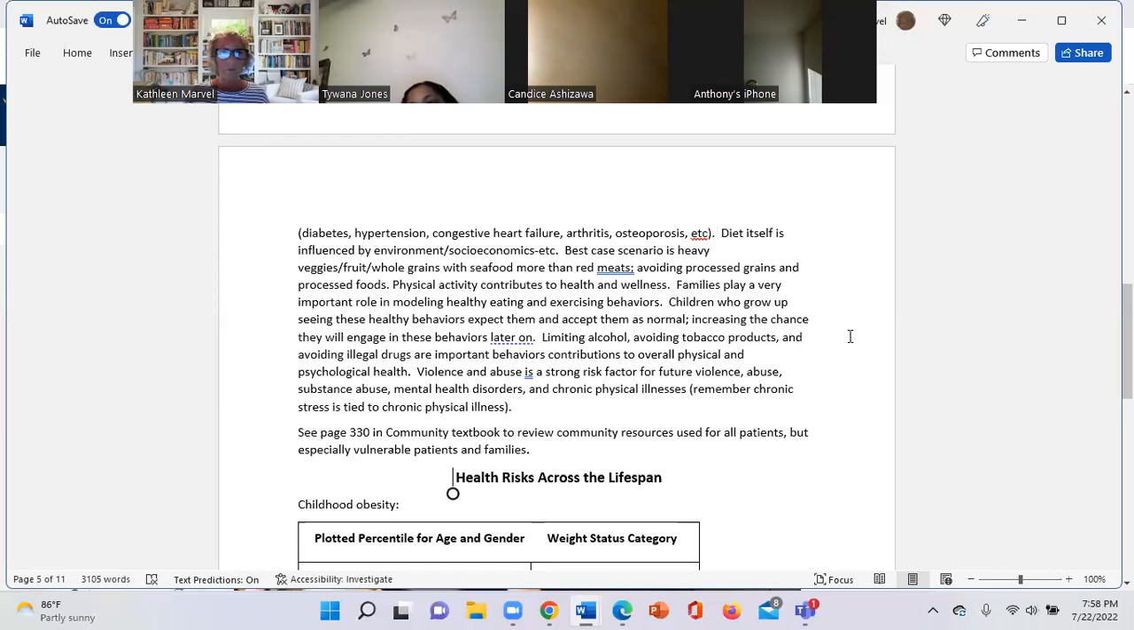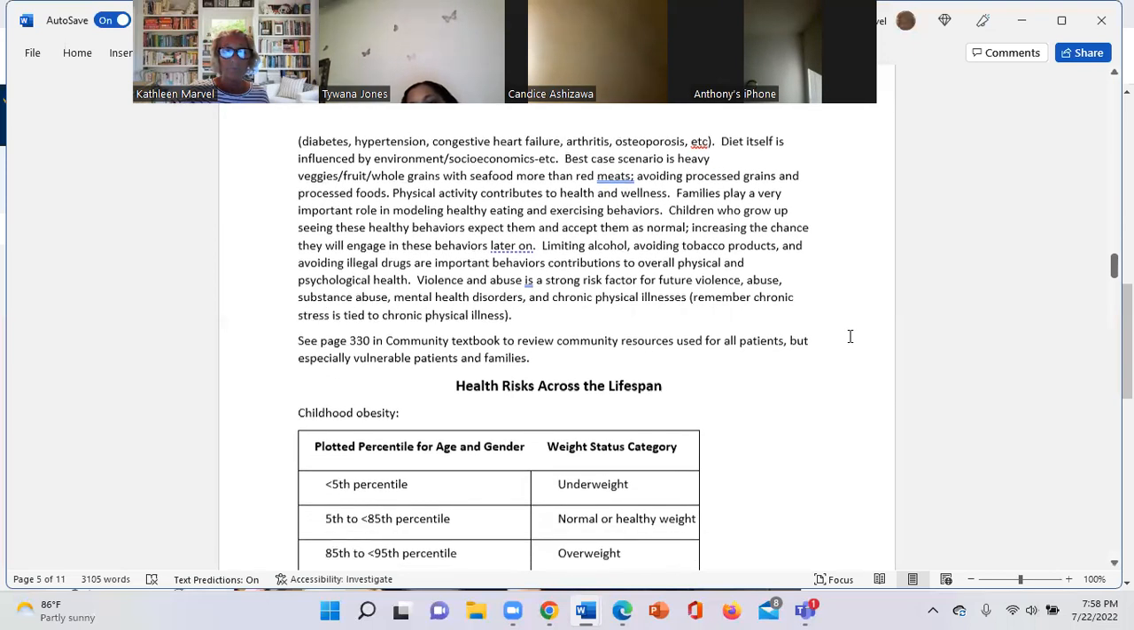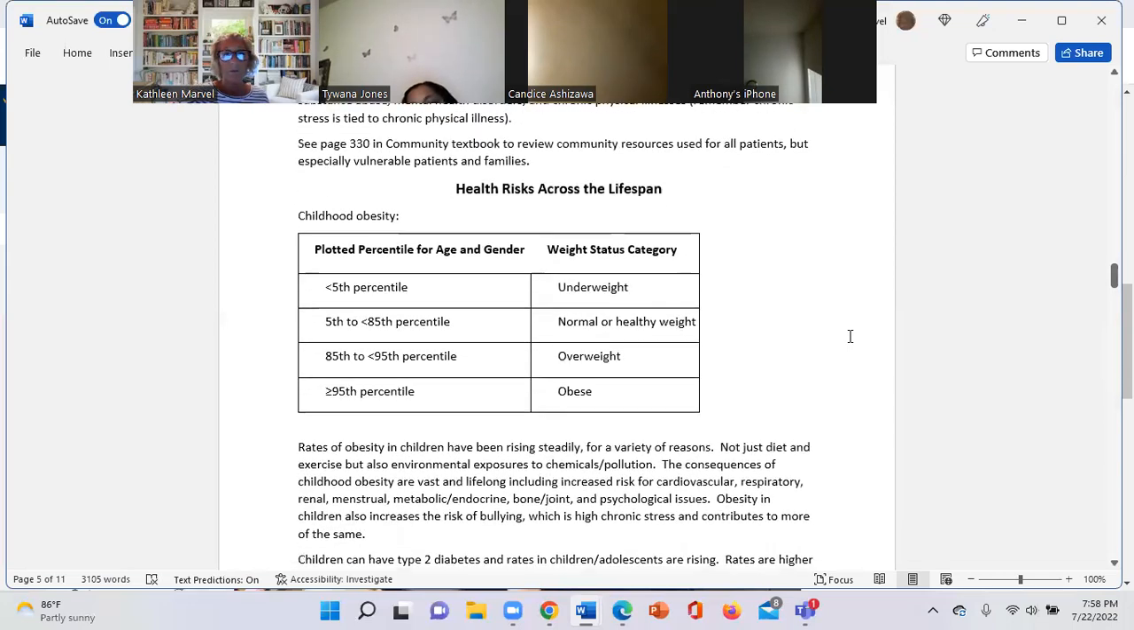Violence and abuse is a strong risk factor for future violence and abuse, for substance abuse, for mental health issues. Okay, violence is a huge red flag.